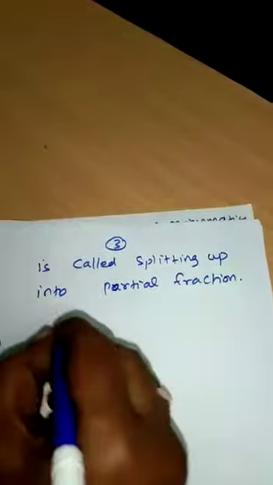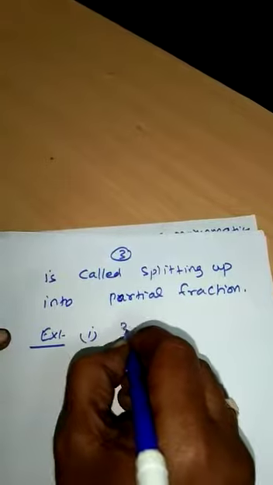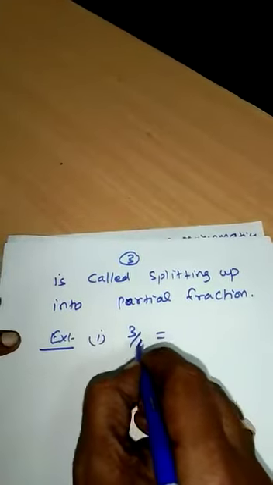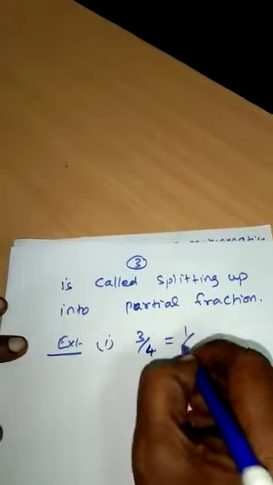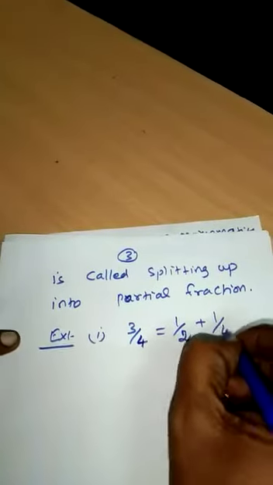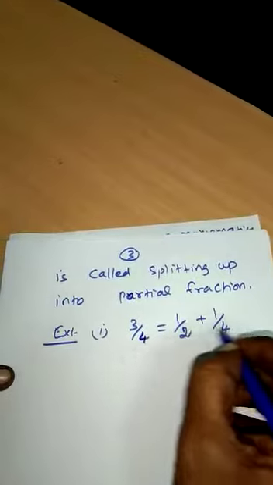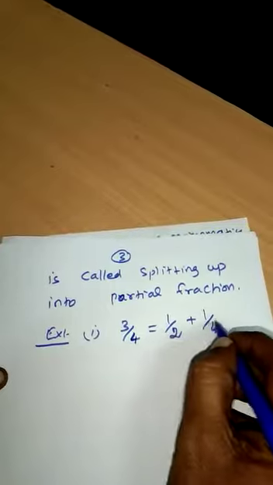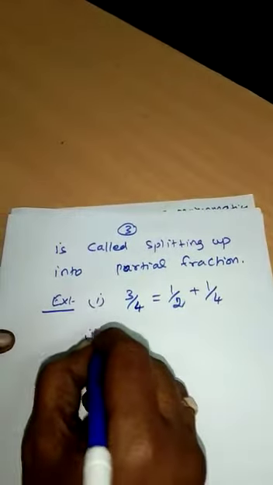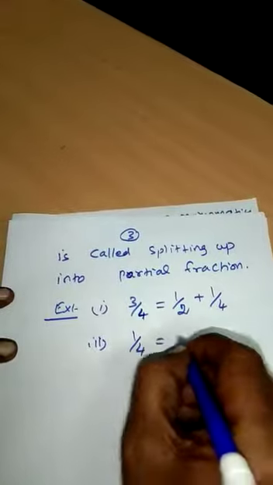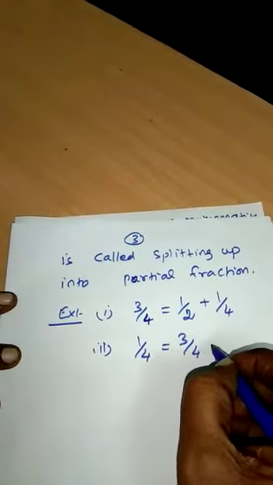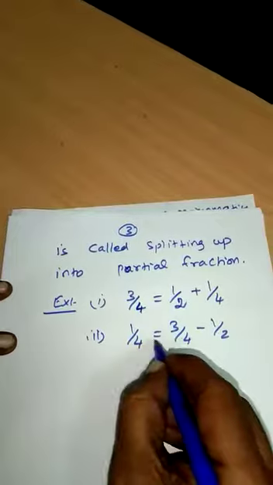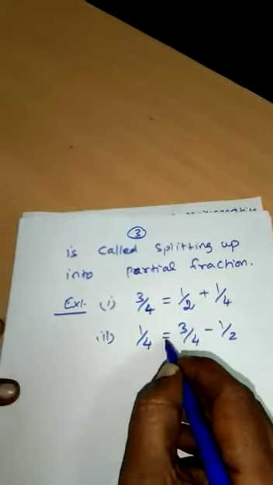That is, example 1. 3 by 4 is splitting into 1 by 2 plus 1 by 4. It is a sum of two fractions. This fraction is splitting into two fractions, 1 by 2 plus 1 by 4. Otherwise, 1 by 4 is equal to 3 by 4 minus 1 by 2. It is splitting into a difference of two fractions. This is called partial fraction.